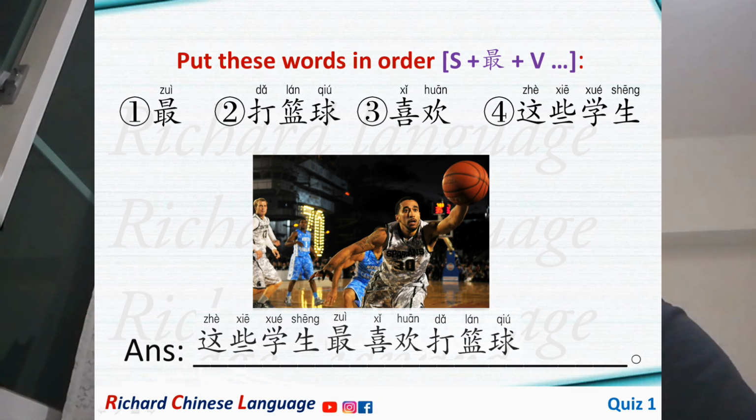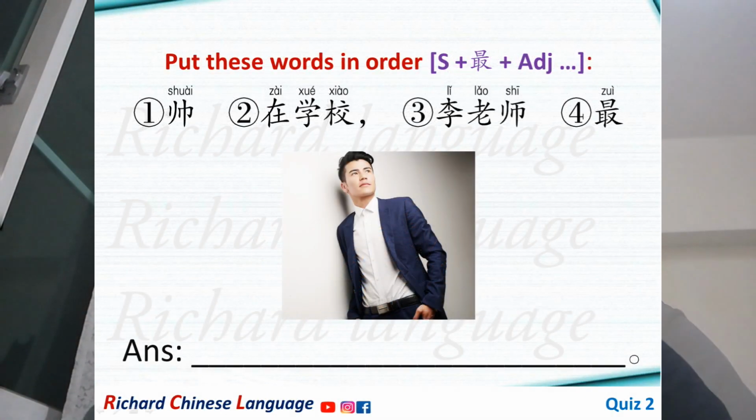Let me give you another example sentence, and this one is for adjectives. 一, 帅。二, 在学校。三, 李老师。四, 最。Okay, I'll give you 5 seconds to think about the order.